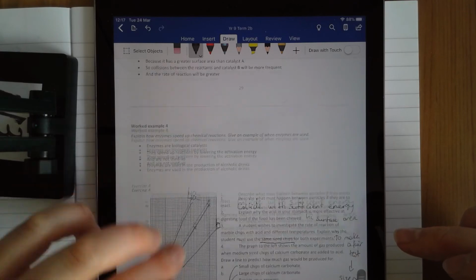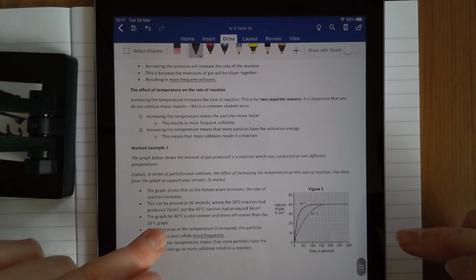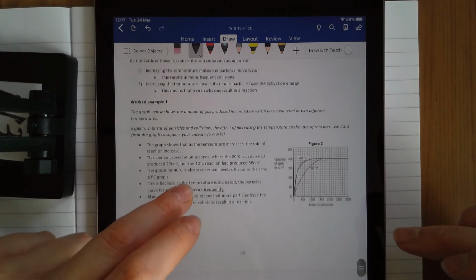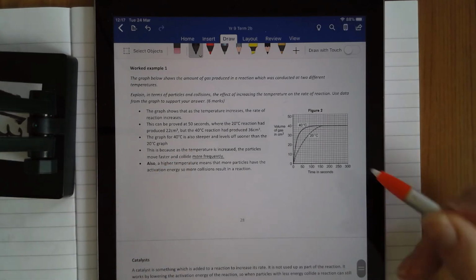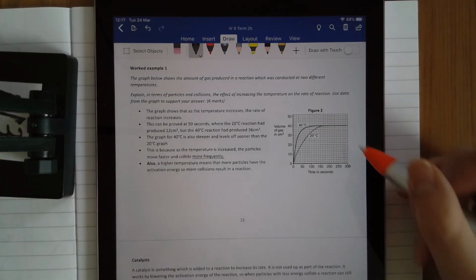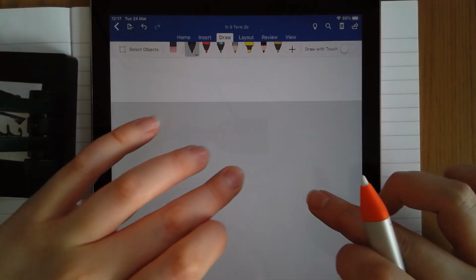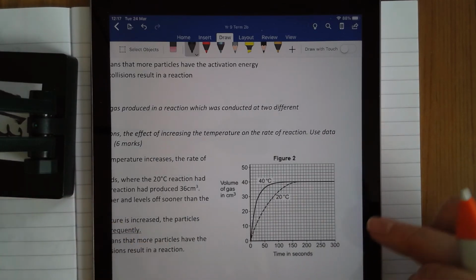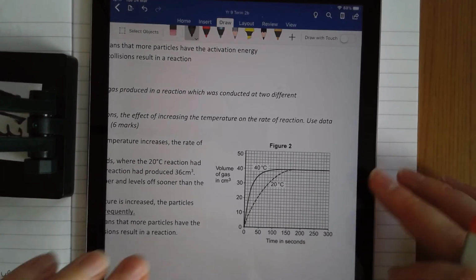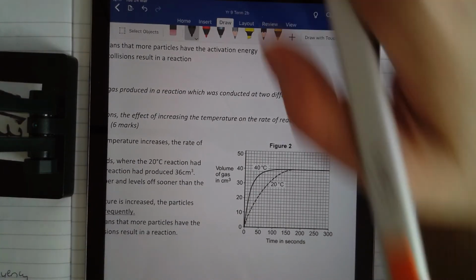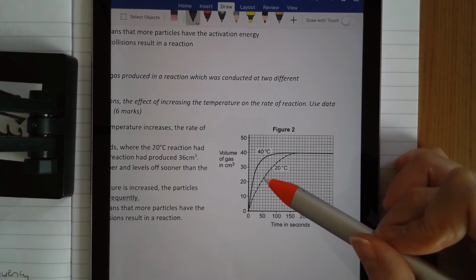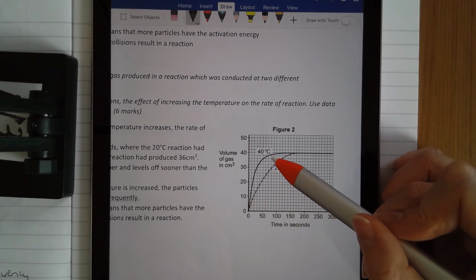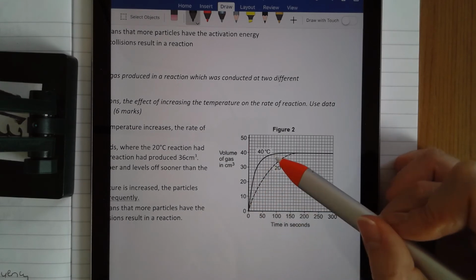And I'm just going to go back and find an example so I can show you why. So if we look at this, we haven't looked at temperature yet, but I just want to explain why you can't say collide more. In this graph here, which I've made a little bit bigger, you've got 2 reactions, one going at 40 degrees and one going at 20 degrees. And we can see that the 40-degree reaction is happening faster because that line is steeper.